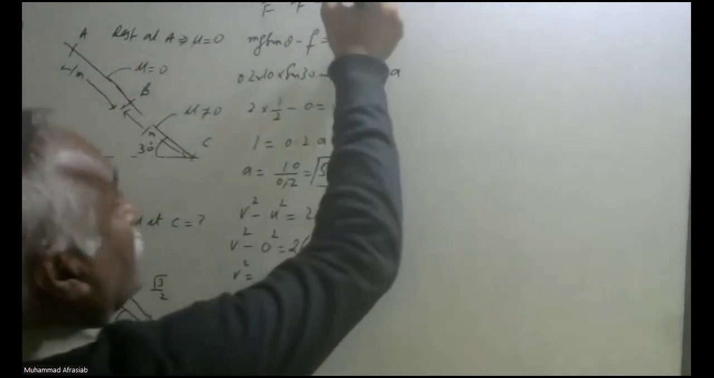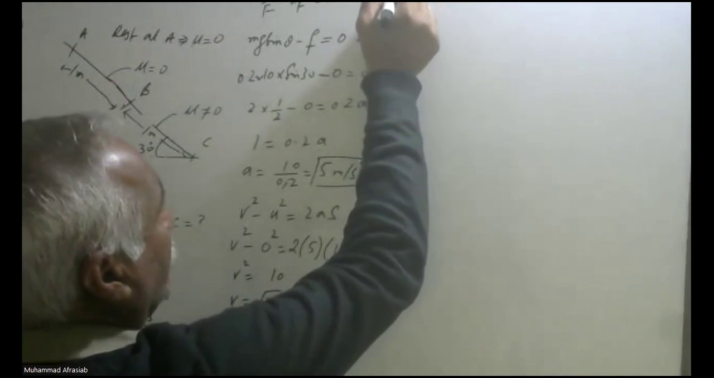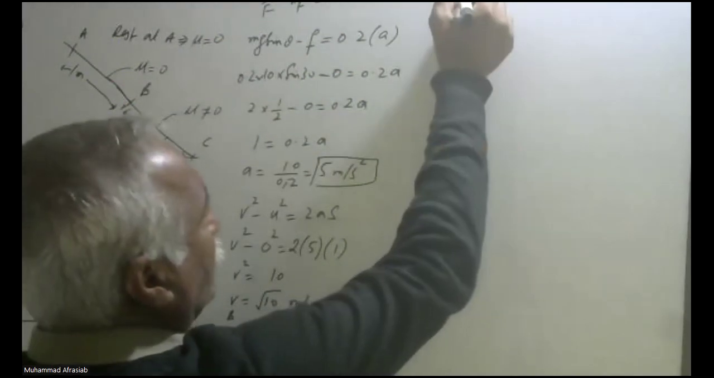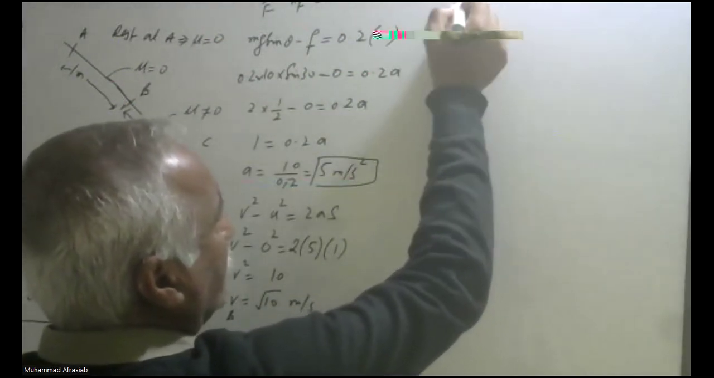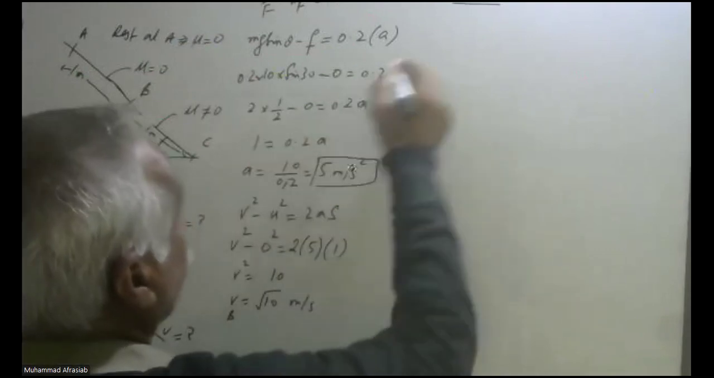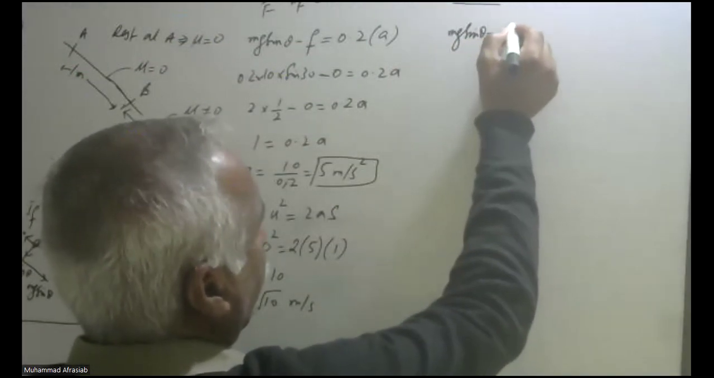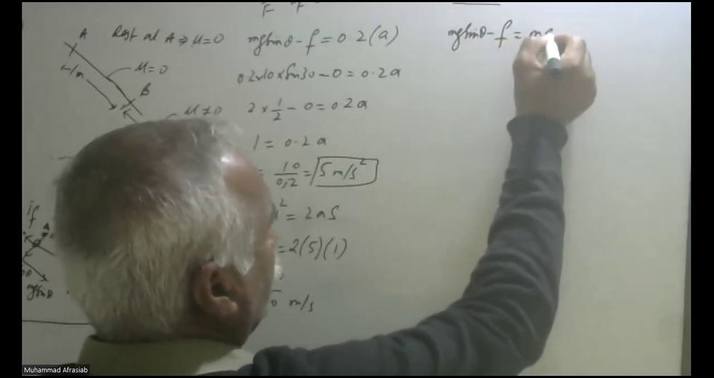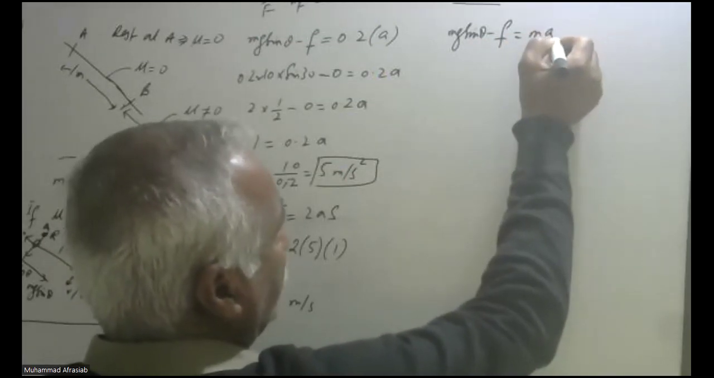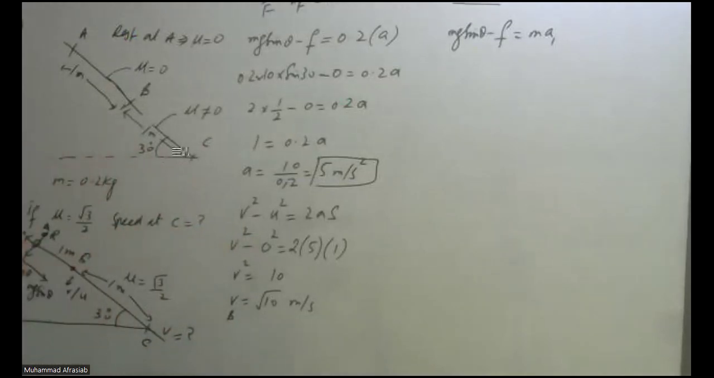Now from B to C, the previous part was the motion of the particle from A to B, and now we are discussing the motion of the particle from B to C. From B to C, the driving force is still the same, that is mg sin theta minus F is equal to ma1, because it is now moving with a different acceleration there.